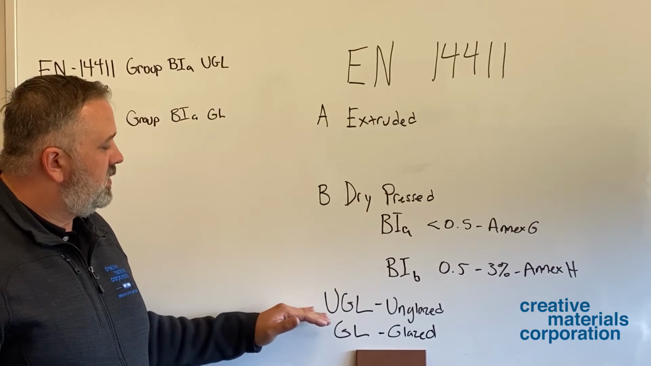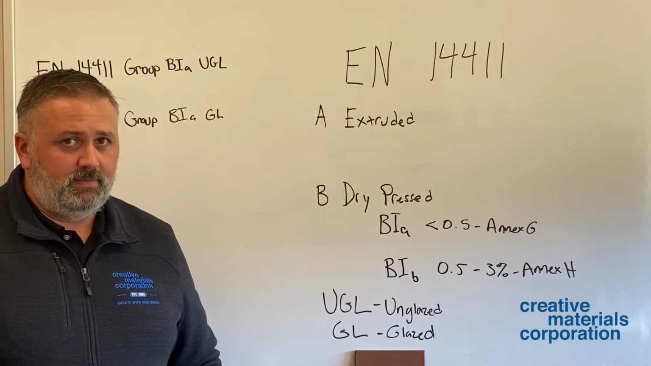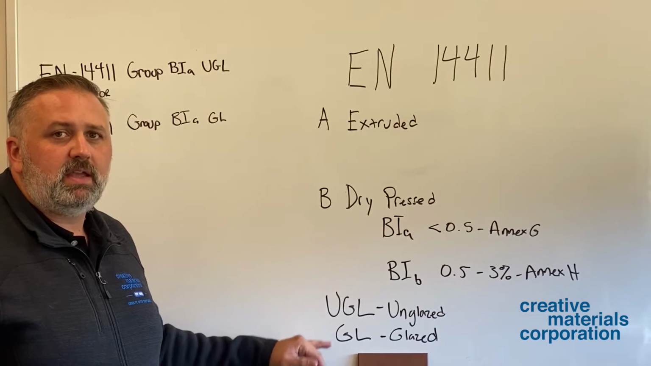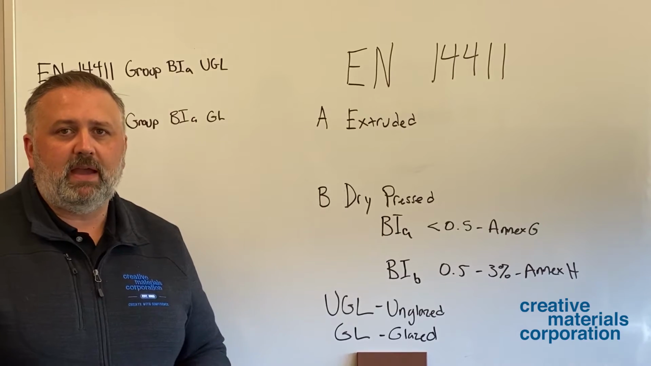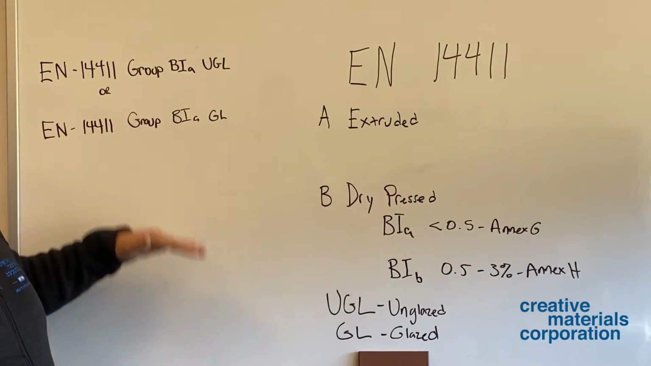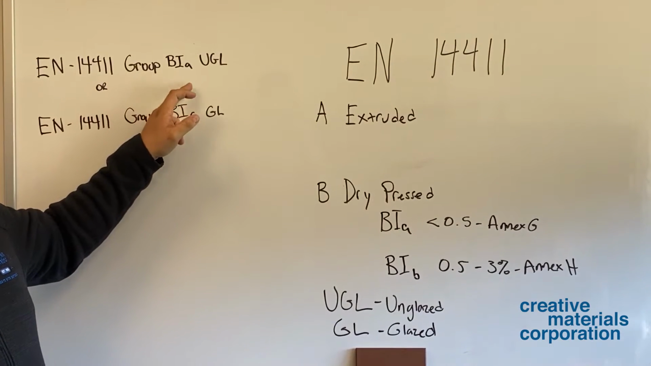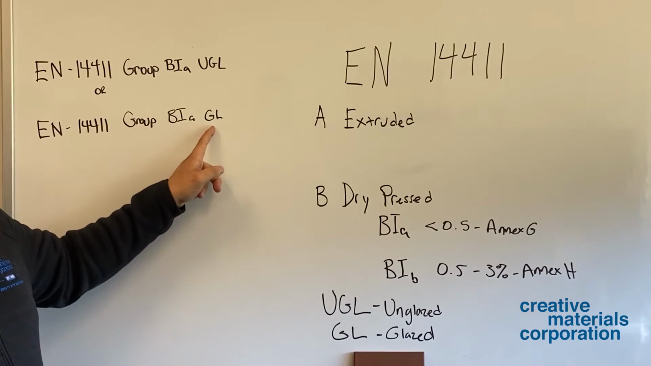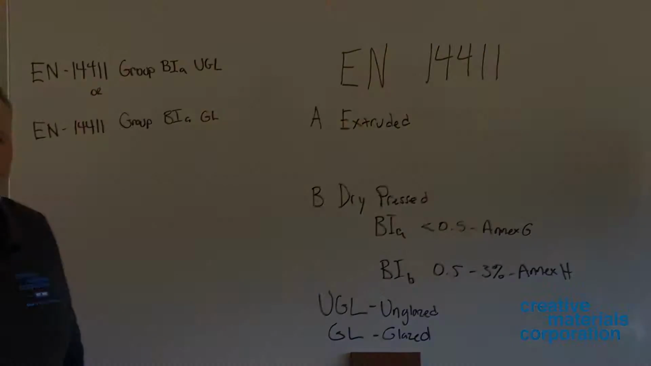There's also unglazed or glazed categories. Notice there's no through body. And that's really the discussion I want to have today: we're talking about either unglazed or glazed. When you're looking through technical data from a manufacturer, this is how it will be laid out. The technical data will say EN 14411, group BIA UGL for unglazed, or the same thing with GL for glazed. And I'll show you examples of that coming up.